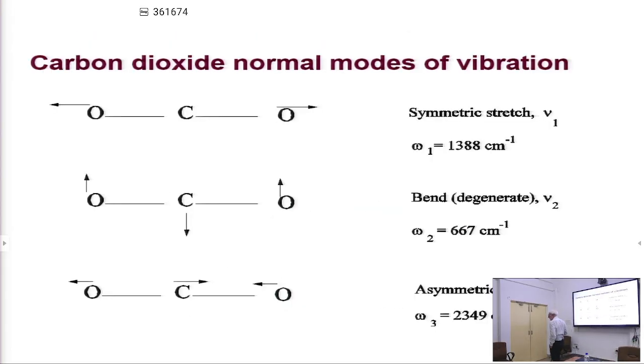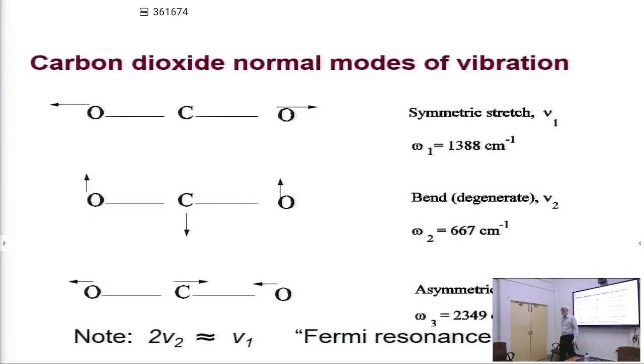CO2, again, I've waved my arms around here. In this case, the asymmetric stretch is much higher energy than the symmetric stretch. And then the bending mode is relatively low energy, but if you look at it, two of those is almost exactly that. And that's called a Fermi resonance.